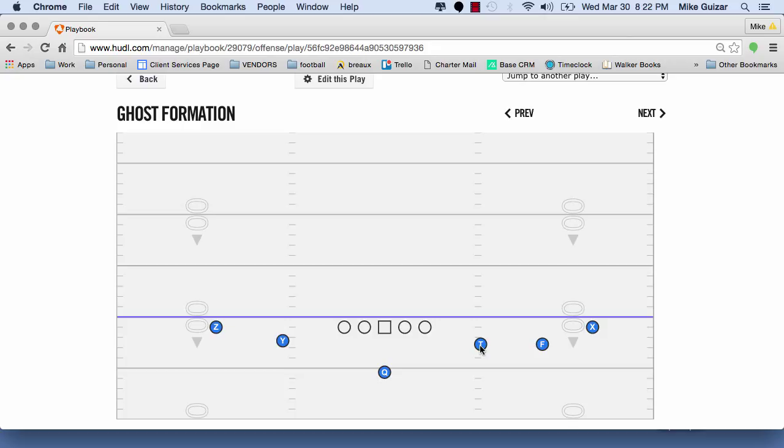So the rules for the backside, the non-called side, remain the same. Y is at the top of the hash, outside the hash, and Z is at the bottom of the numbers. Now, because in Ghost, if you were to just look at the right side of the field, it looks like trips, the trips rules apply for alignment. T is on the hash, X is at the top of the numbers, and F splits the distance.